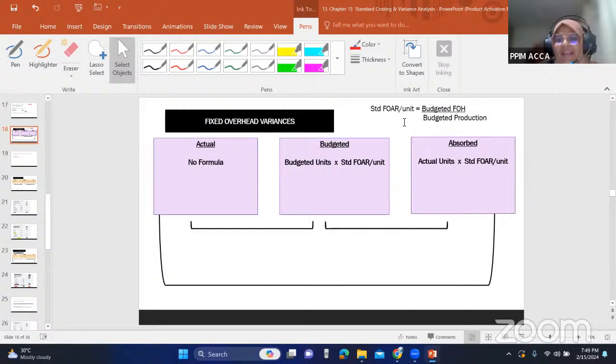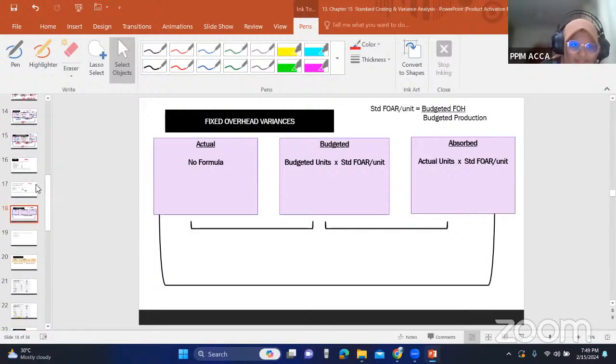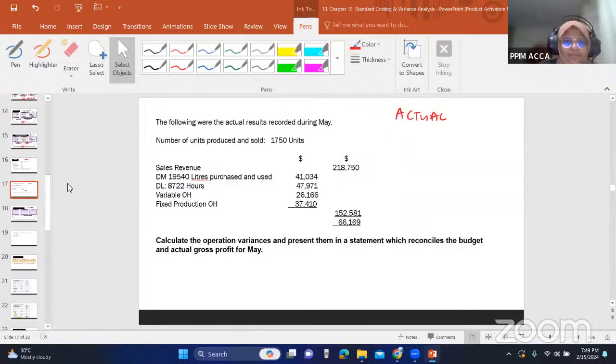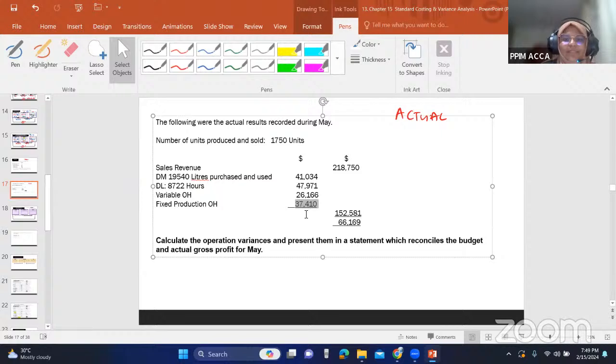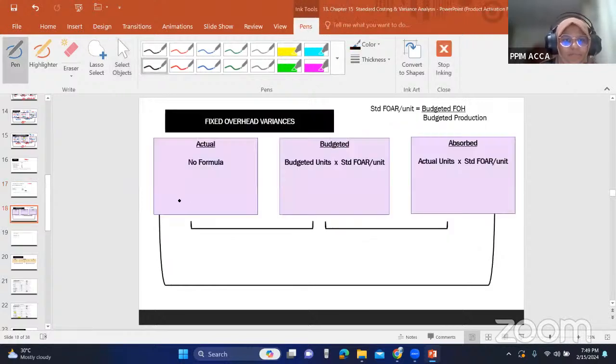So how do we get the standard FOAR per unit? It's the total budgeted fixed overheads divided by the budgeted production. Okay. So based on our question, let's try to get the fixed overhead variances. Actual information, fixed production overhead. I told you it has to be given directly. 37,410. So be happy. Write it 37,410.